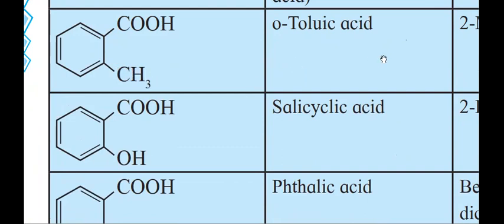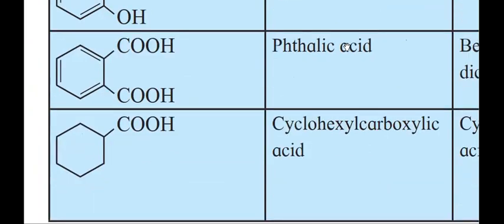Okay? Orthotoluic acid, then salicylic acid. COOH and OH directly attached at the ortho position, it is called salicylic acid. Phthalic acid, we have seen has 2 COOH groups. And see this compound, it does not contain an aromatic ring. It is called cyclohexyl carboxylic acid, because this ring is a cyclohexyl ring.